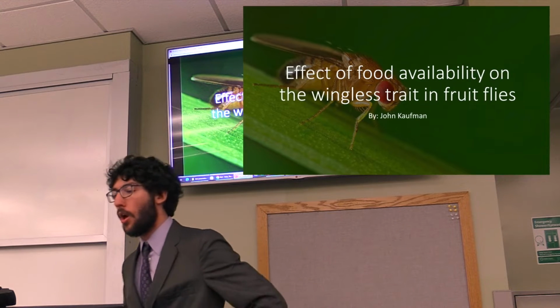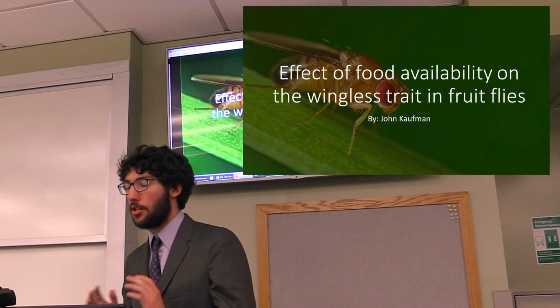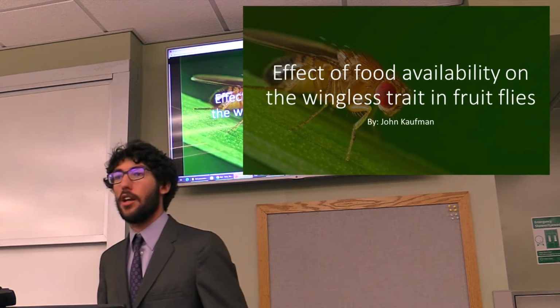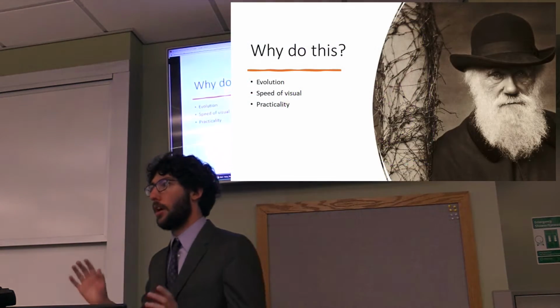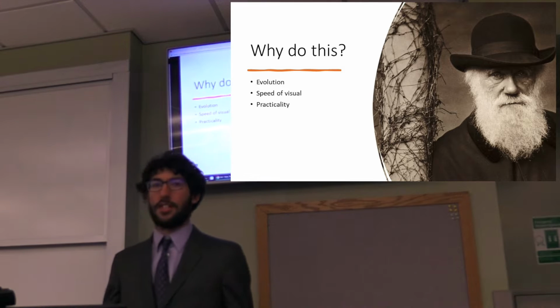I'm John Kaufman, and I'm a bio major, and my presentation and capstone project was on the effect of food availability on the wingless trait in fruit flies. Now, whenever you do a capstone project or anything like this, the first question is always, why would you do this? Why does this matter?